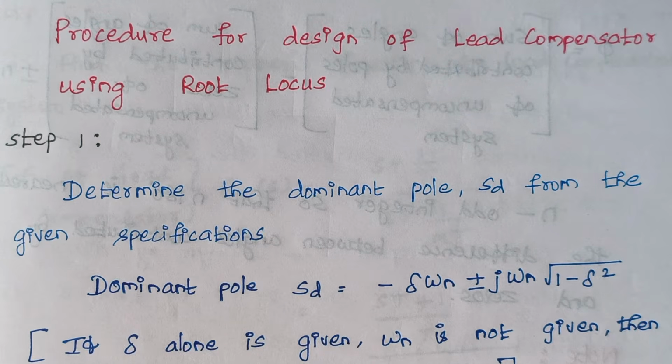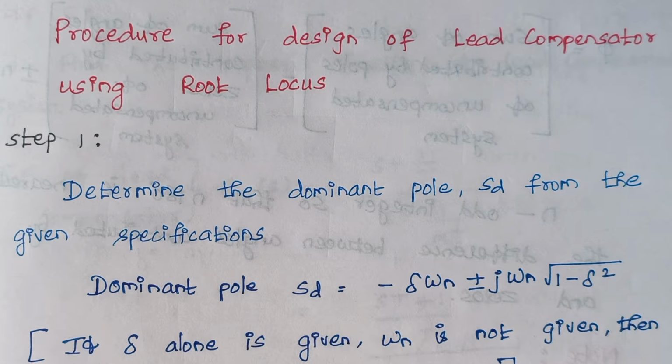Today we are going to discuss how to design a lead compensator using root locus. The primary step is to draw the root locus from the given open loop transfer function. After drawing the root locus, the next thing is to find the dominant pole.